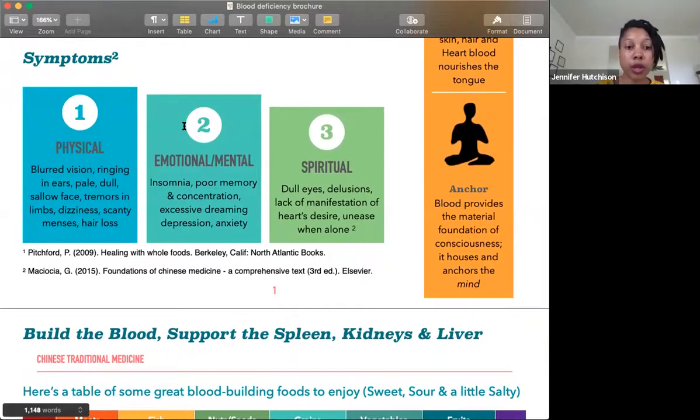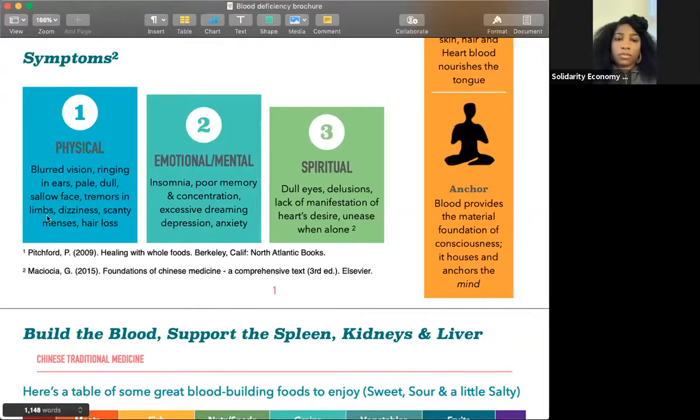Symptoms such as blurred vision, ringing in the ears, pale and dull, sallow face, tremors in the limbs. So tremors meaning also tingling or numbness in the limbs or hands. That can be a physical symptom of blood deficiency. Scanty menses, so not bleeding a lot. You're holding on to the blood, so you don't have enough blood to actually bleed during the menstrual cycle with a normal amount.